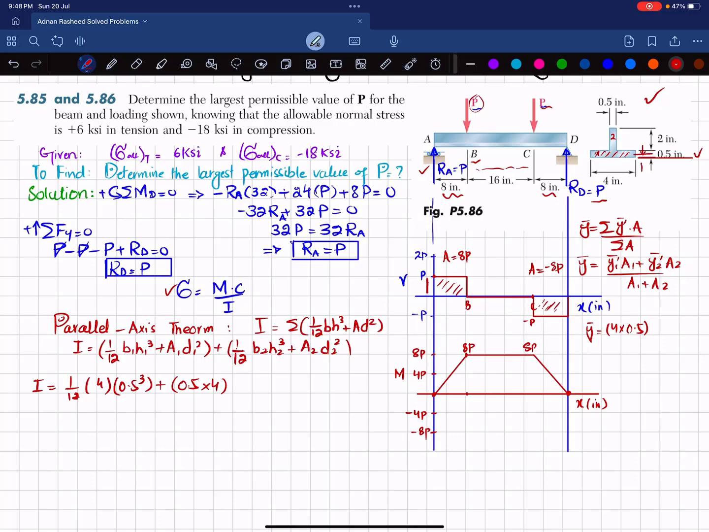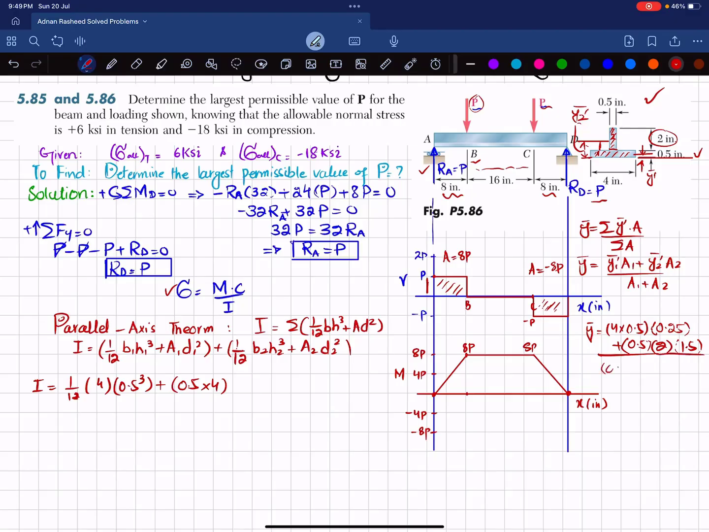This distance will be y1 dash, and this is equal to 0.5 divided by 2, which is 0.25, plus what is area A2? Area A2 is this one, 0.5 multiplied by 2. And what is y2 dash? y2 dash is the distance from this base till the mid of this section. This is y2 dash bar, and this distance is 1. So 1 plus 0.5 is 1.5, divided by sum of area.